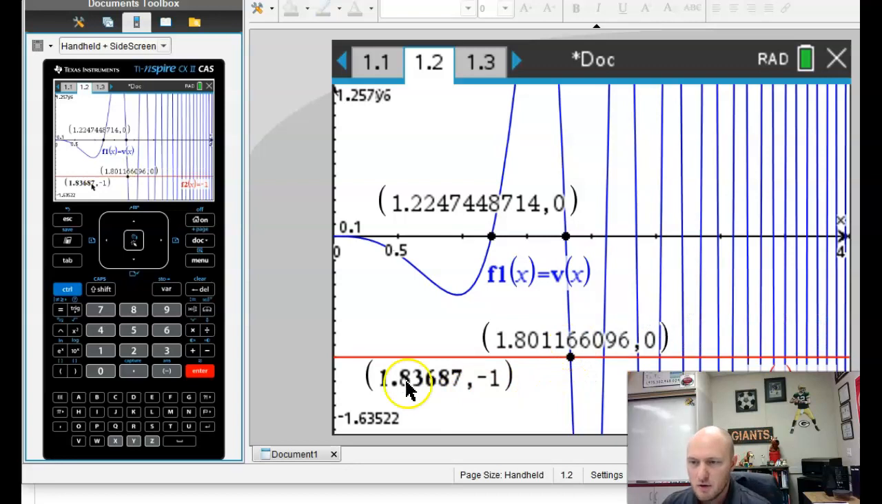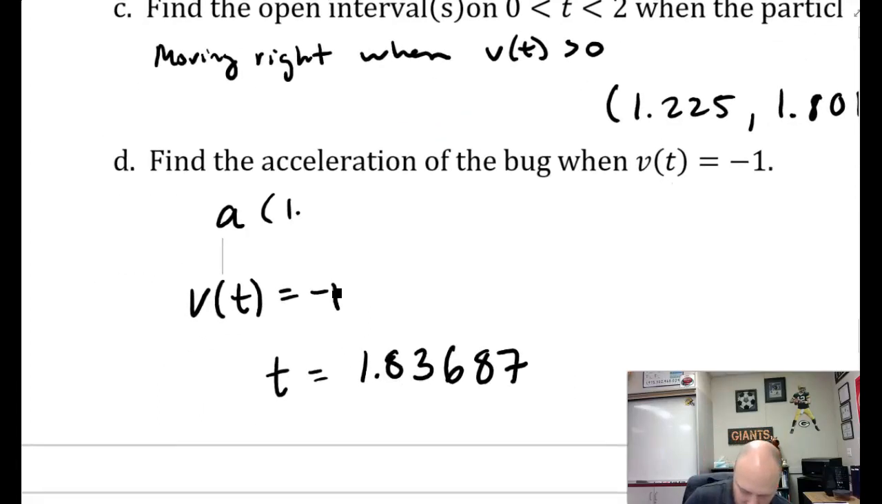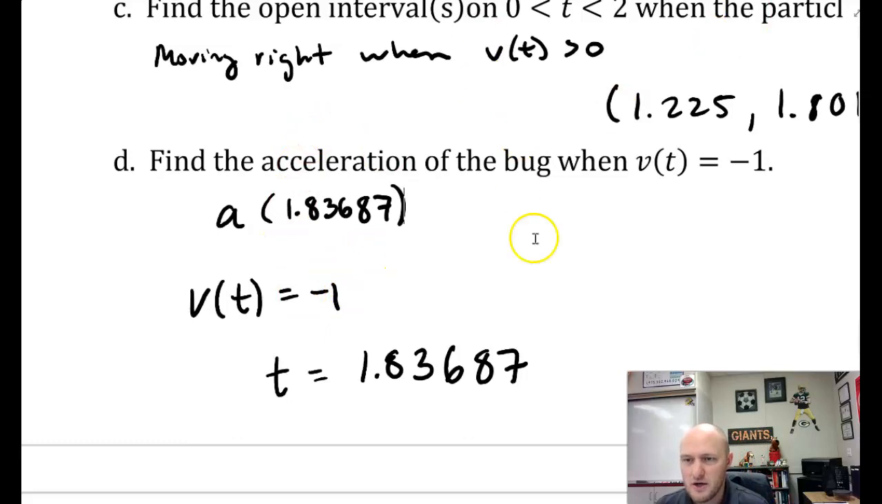Okay, well, what I want to do is find the acceleration here. So that's where velocity is equal to -1. So I want the acceleration at this value. Acceleration at 1.83687. And I'm using so many decimals because I want to be precise. I don't want to have a rounding error. So using that variable is so much better because it will store all of it and give you a precise answer.